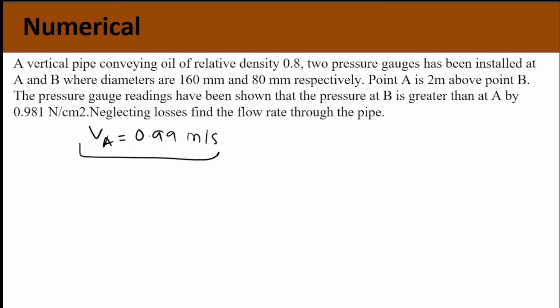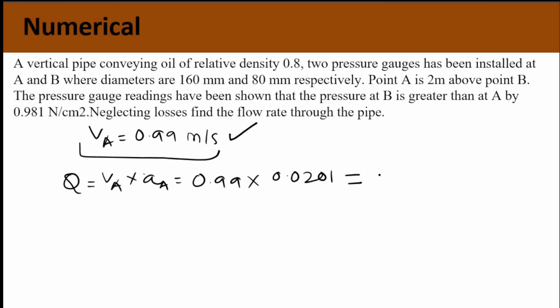Friends, calculate this value. Please check whether the calculations are correct. Q is equal to VA into AA. So the value is 0.99 and AA is 0.0201. So the discharge is 0.01989 meter cube per second. So this is the value of discharge.